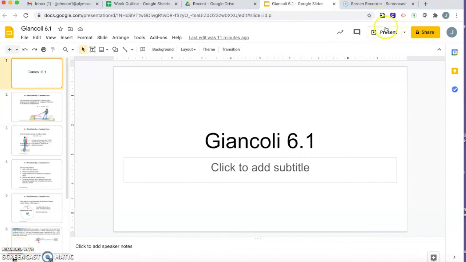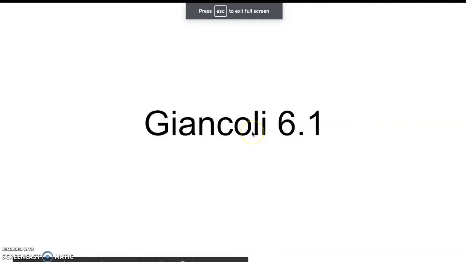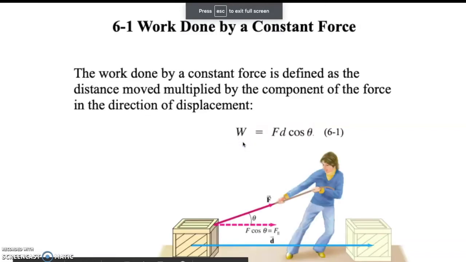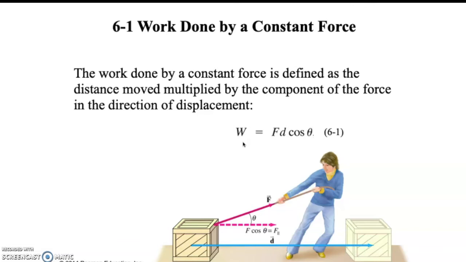Okay, so we're going to try Giancoli 6.1. We're going to talk about work, work done by a constant force. The work done by a constant force is defined as the distance moved multiplied by the component of the force in the direction of the displacement. Work is equal to force times distance times cosine theta.